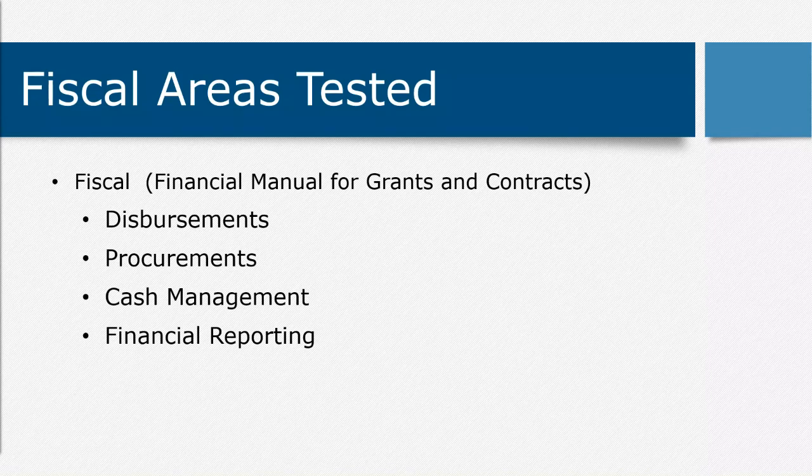The next area we test is procurement. On January 1st of 2020, the FMGC was updated to include new procurement thresholds that were put out by the federal government, which affect micro purchases, which are for supplies and services that are less than or equal to $10,000.